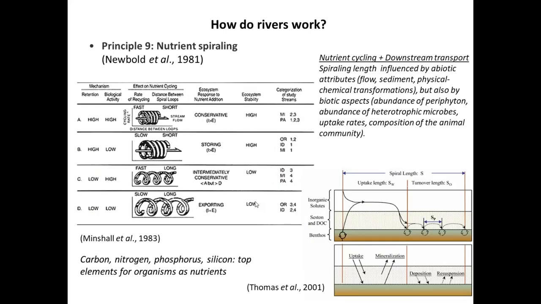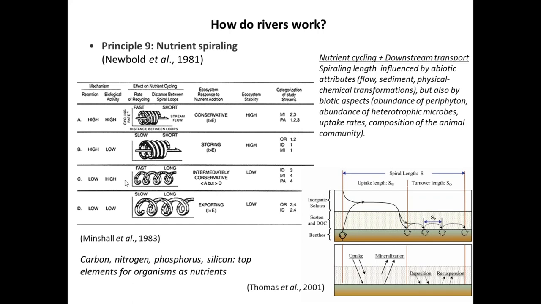Principle 9 is more about the interaction between physicochemical and biological cycles. It's called nutrient spiraling, and it describes how nutrient cycling and downstream transport rule all the different physicochemical processes, especially for those components like carbon, nitrogen, phosphorus, and silicon, which are especially crucial for organisms as nutrients.